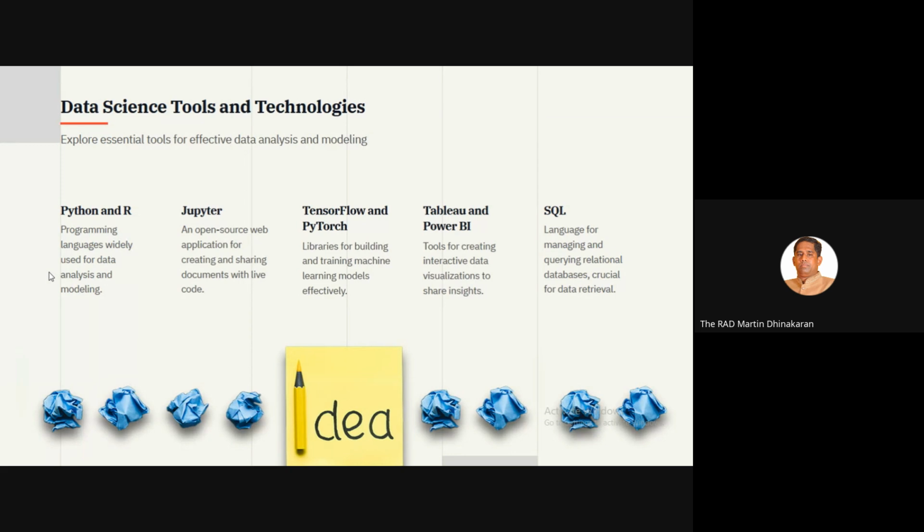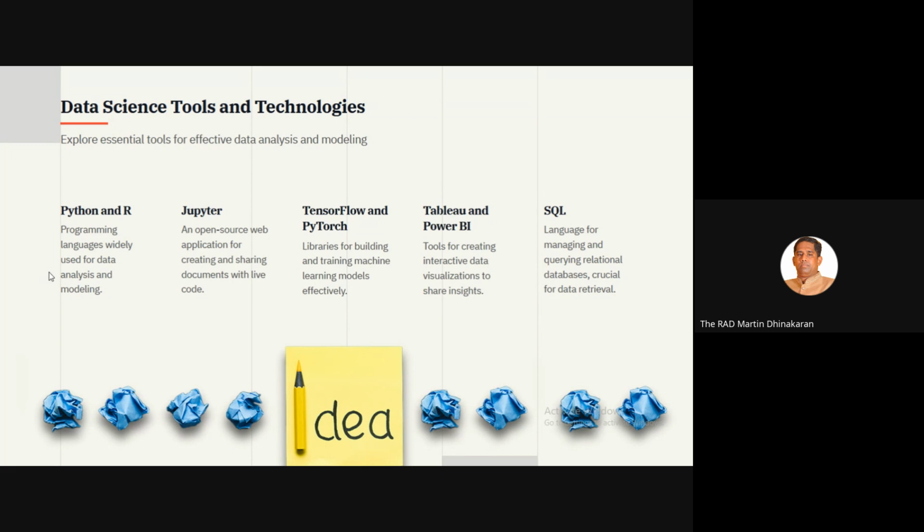Next is Jupyter, an open source web application, where you can create and share documents online with live code. And next are TensorFlow and PyTorch. These are libraries for training models in machine learning, and they are trending now, of high fame. So these are the tools being used for data science.